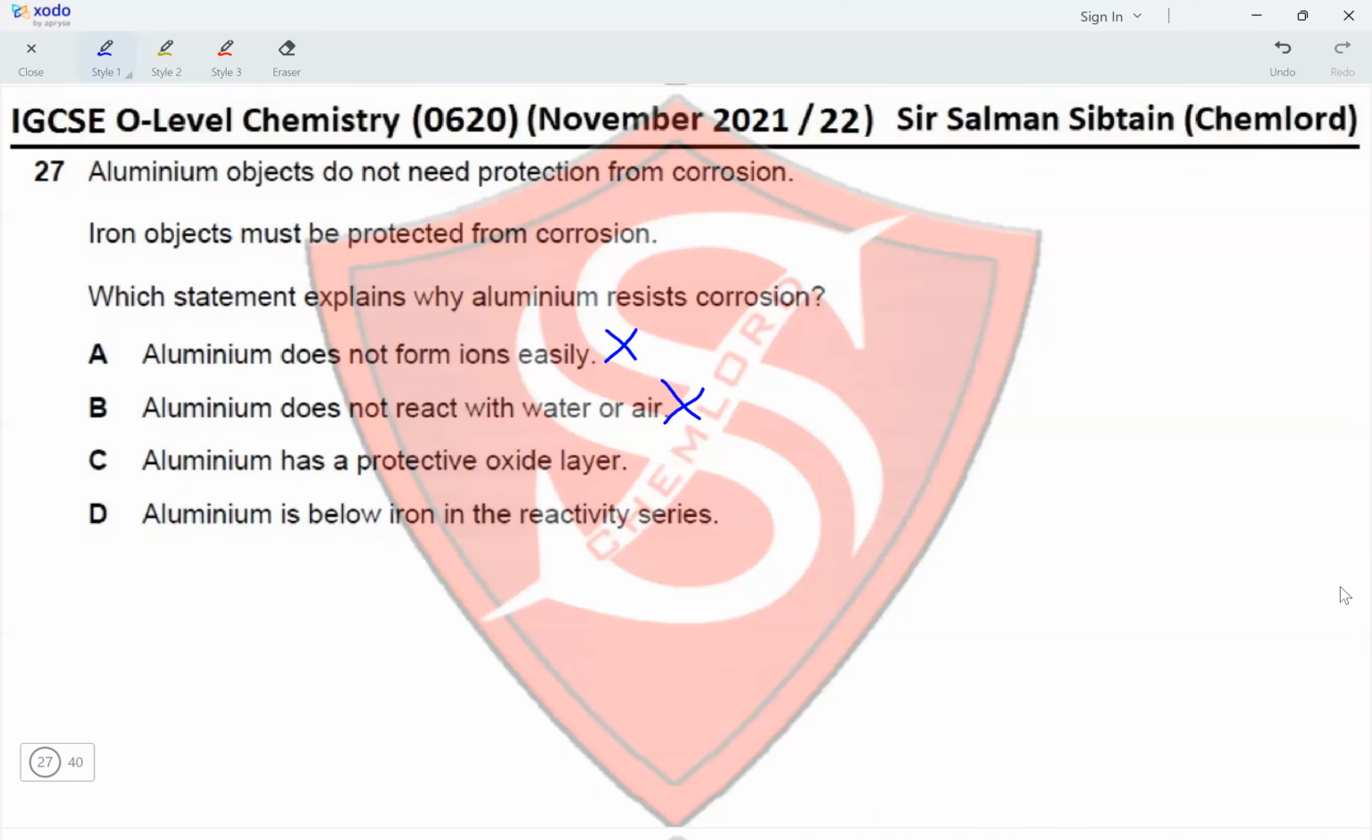Aluminum has a protective oxide layer. Yes, because when it reacts with oxygen in air or with water, a superficial layer of Al2O3 is produced on the entire surface of aluminum, protecting the metal from further reactions. So this oxide layer acts as a protective coating. Aluminum is below iron in the reactivity series. No, aluminum is above iron in the reactivity series, meaning aluminum is more reactive than iron. Therefore, the correct option for this question is option C.